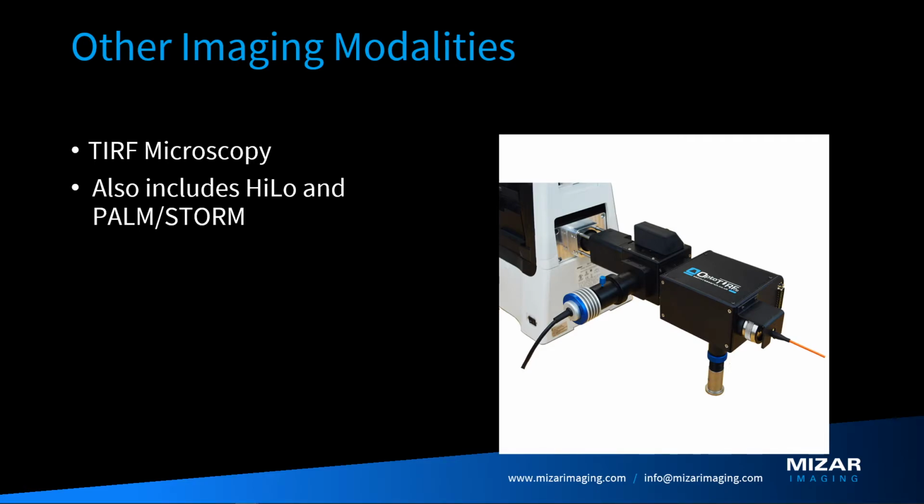And it's specifically designed for looking at things right at the surface of the cover slip, within about 200 nanometers of the cover slip. So while you're able to see focal adhesions and things of that nature, you can still get quite a bit of photo bleaching, and it's very difficult to do very long-term studies with TIRF.